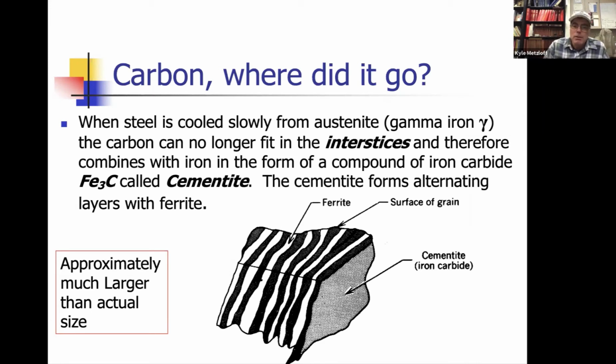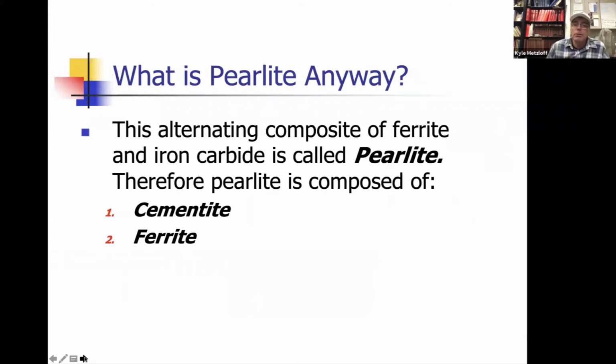So if we annealed it, remember that in your assignment we did a bunch of different cooling rates. So you're going to have to start thinking about that now. When we did a really slow cooling rate, this is what we got, probably something like this structure that I'm showing you right now. Okay. So these alternating layers of ferrite and cementite are called something. And what are they called? They're called perlite.